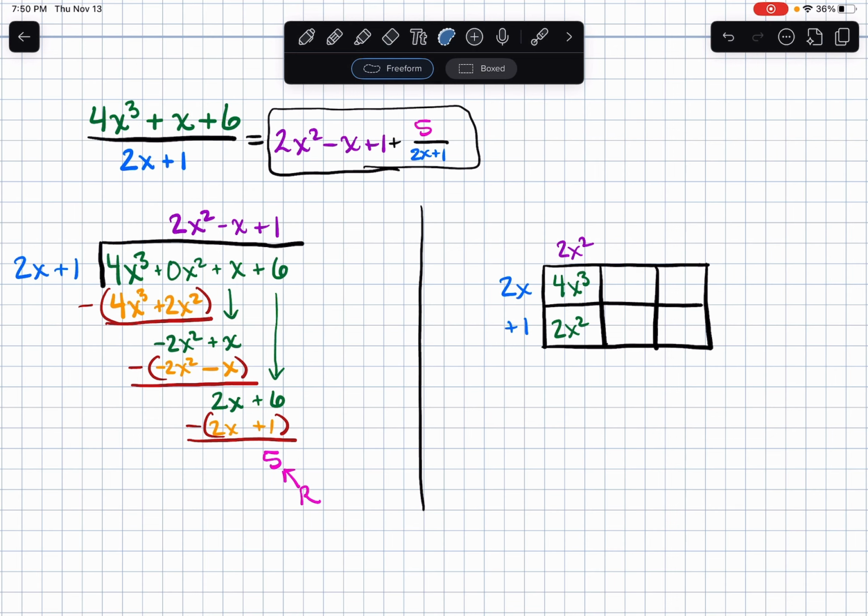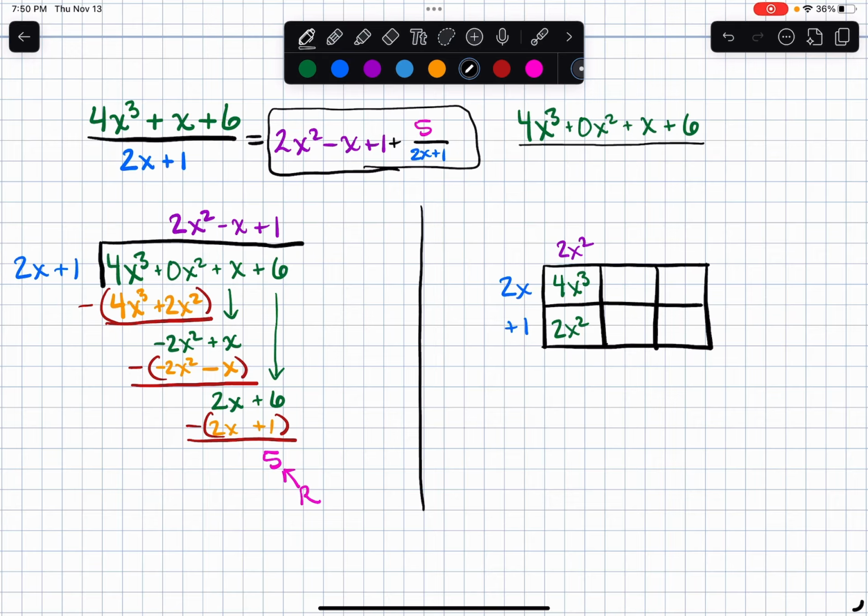I need, and even with this method, I'm going to rewrite my dividend with that 0 so that we can keep track of what we're doing here. So I have 2x squared, but I need there to be 0x squared. I want my other box to be negative 2. Negative 2 plus 2 is 0. Then we're in business. Negative 2x squared divided by 2x gives me negative x.